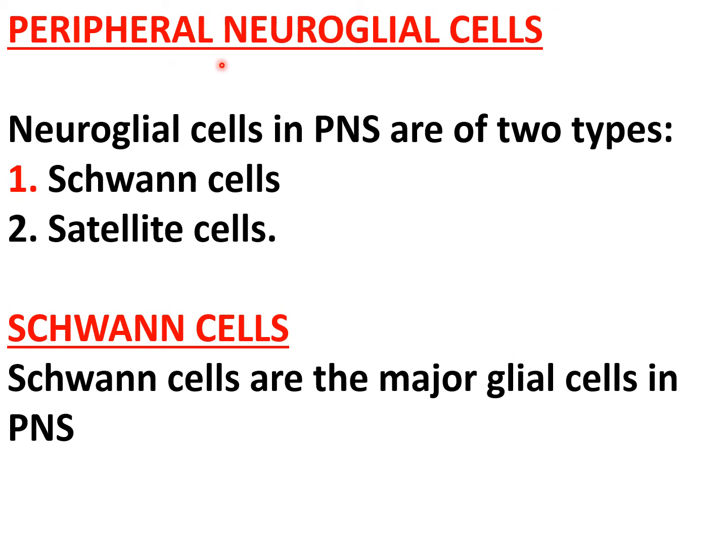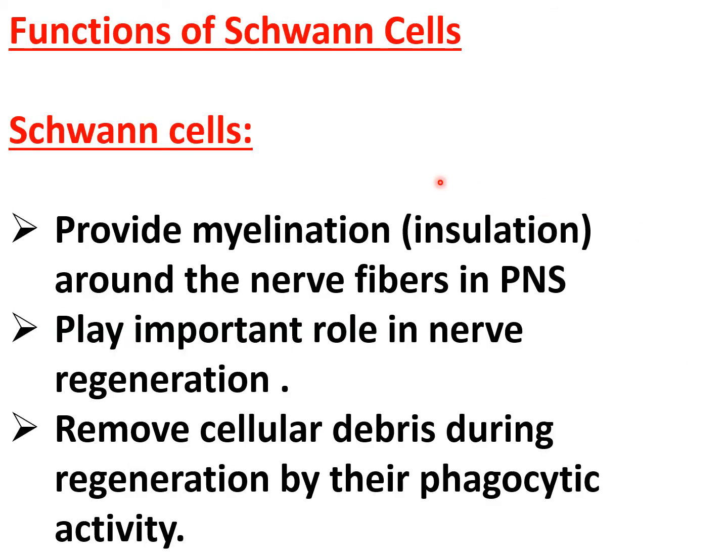Then about the peripheral neuroglial cells. So there are also two types, Schwann cells and satellite cells. Schwann cells are the major glial cells in the peripheral nervous system. Then what are the functions of Schwann cells?